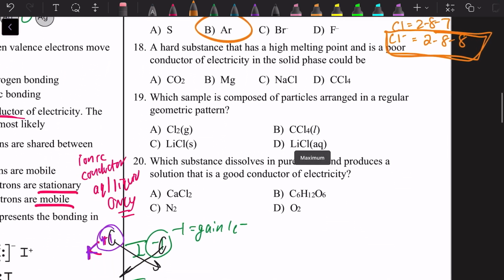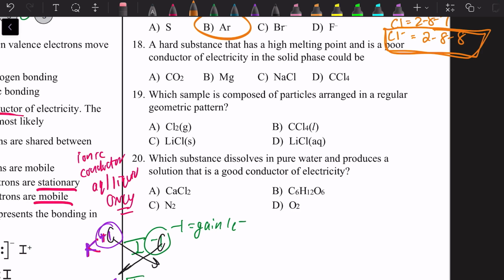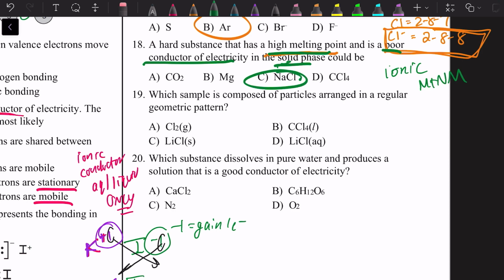Okay. Number 18, a hard substance that has a high melting point and is a poor conductor of electricity in the solid state. So high melting point, poor conductor of electricity in the solid state, because metals are conductive in the solid state. Ionics are not. So we're looking for something that is ionic, again, which is a metal and a nonmetal, which is answer choice C.